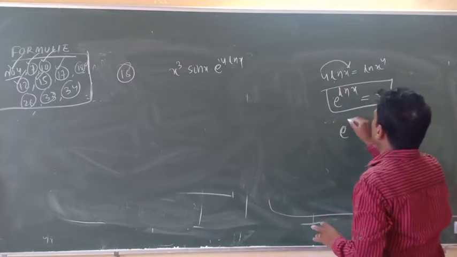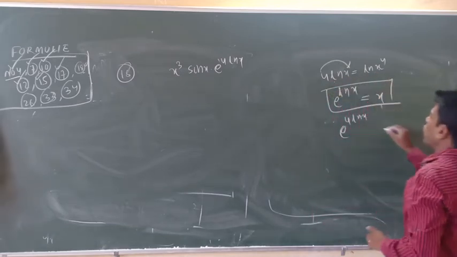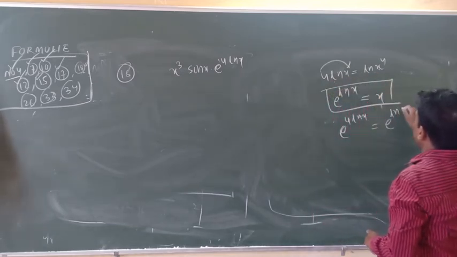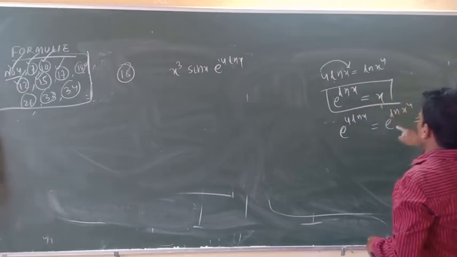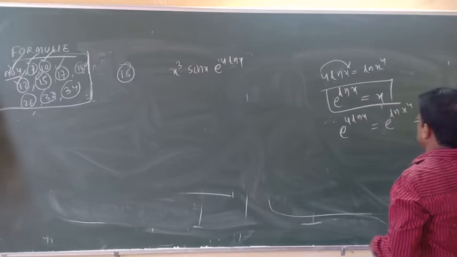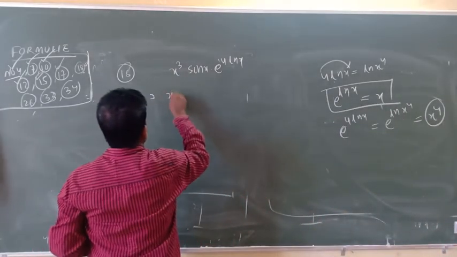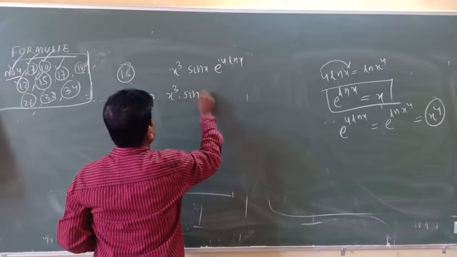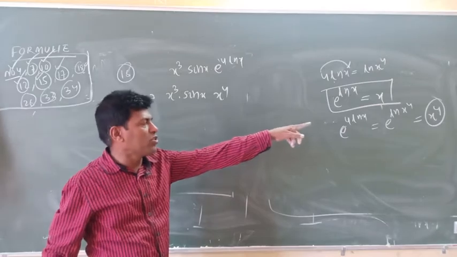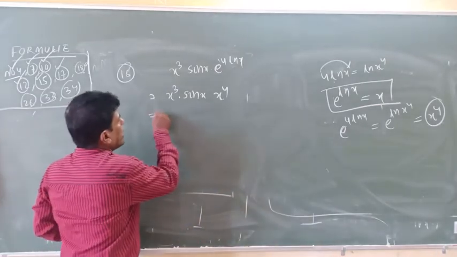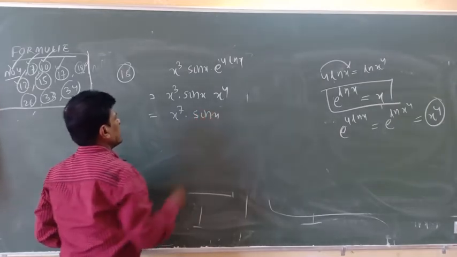So e to the 4 ln x: I already told you 4 ln x is equal to e to ln x4. E to ln x4 is equal to x4, since e to ln x is equal to x. So instead of e to the 4 ln x, you can write sin x into x to the power of 4, because e to the 4 ln x is equal to x4. Now x cube into x4 is equal to x to the 7 into sin x.